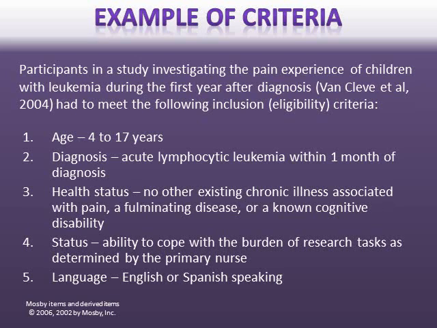So it's very important to clearly lay out your criteria because this allows people who are looking at your study to understand who was included and who was excluded in your study, and have some idea as to why you chose those different exclusion and inclusion criteria based upon what you're trying to do in your research.